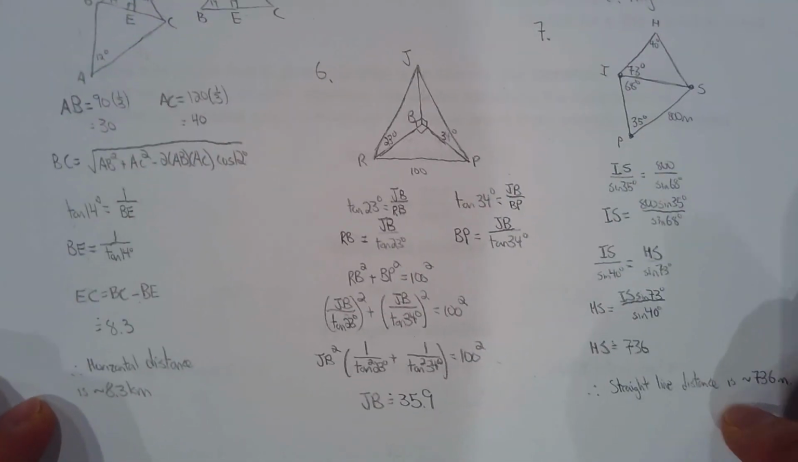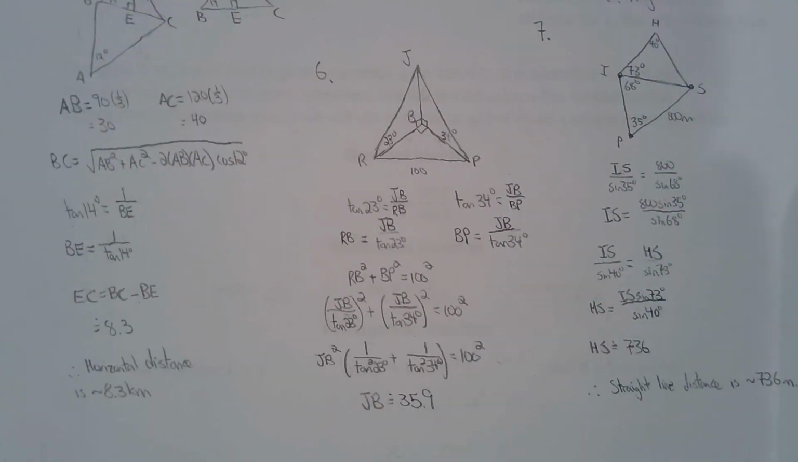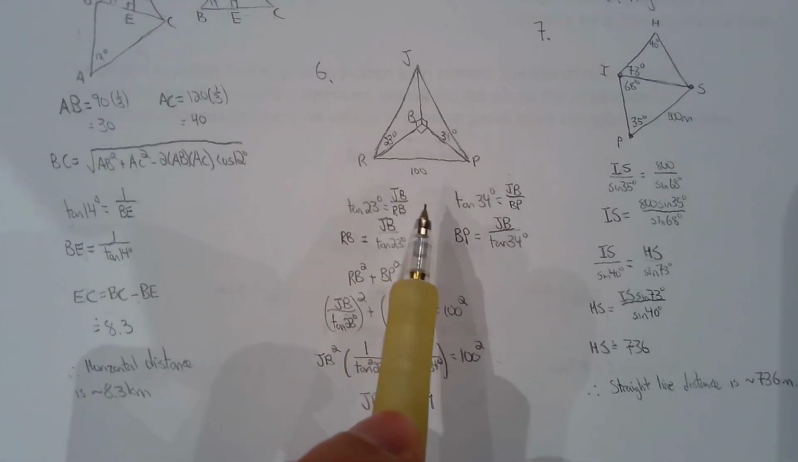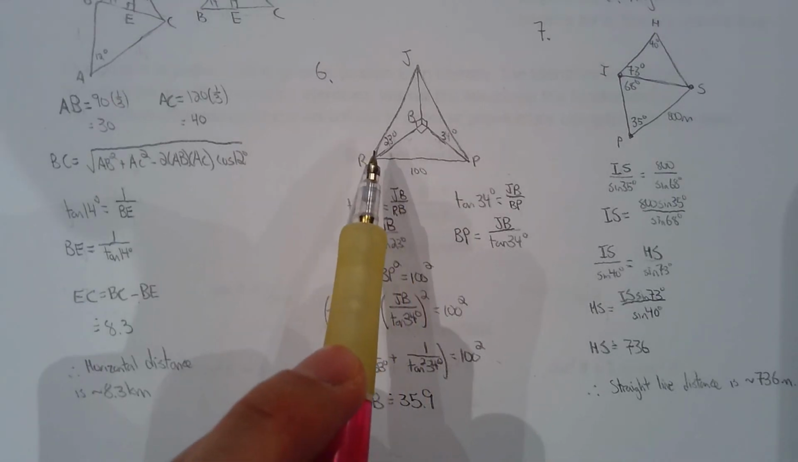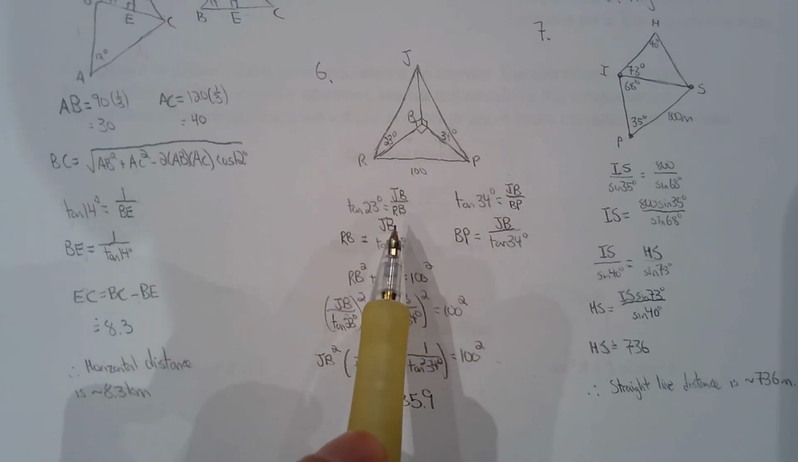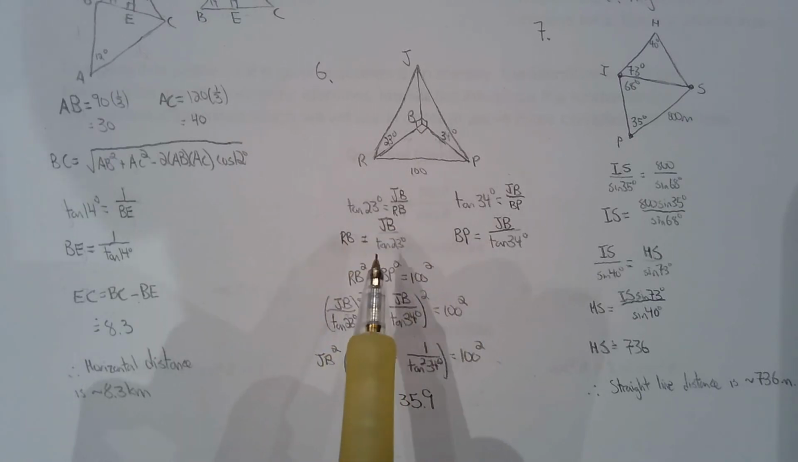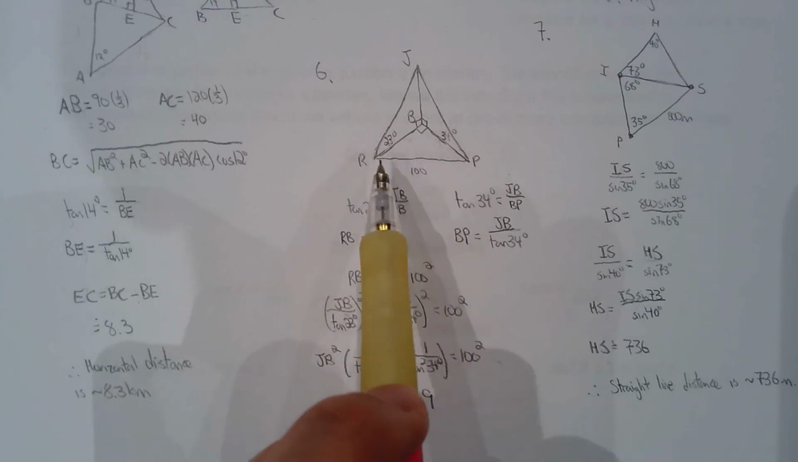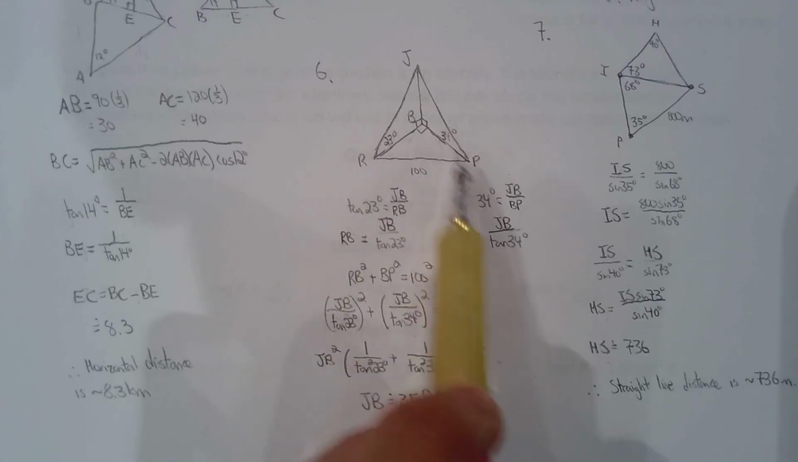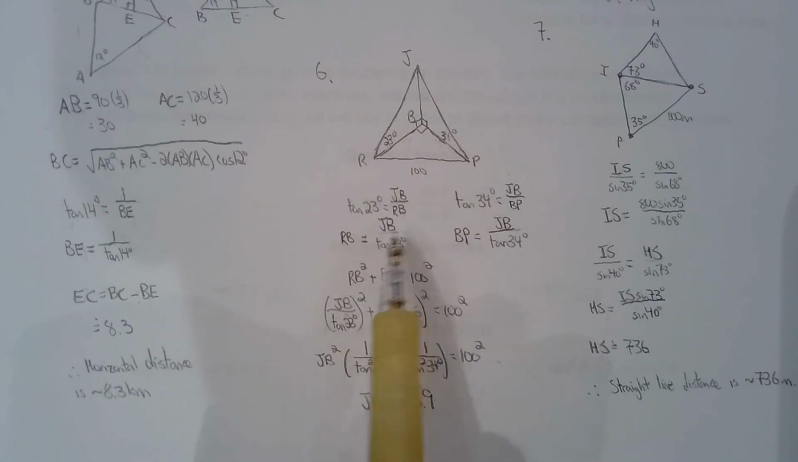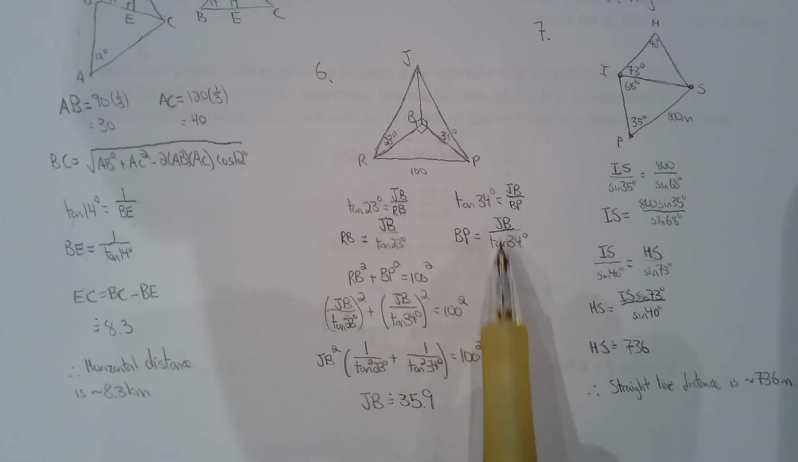Okay, so question 6, with Romeo, Juliet, and Paris. So draw the diagram, beautiful. I'm going to use the tan ratio 2 times. I'm going to solve for RB, and I'm going to solve for BP using the tangent ratio. And I express RB in terms of JB and express BP in terms of JB.